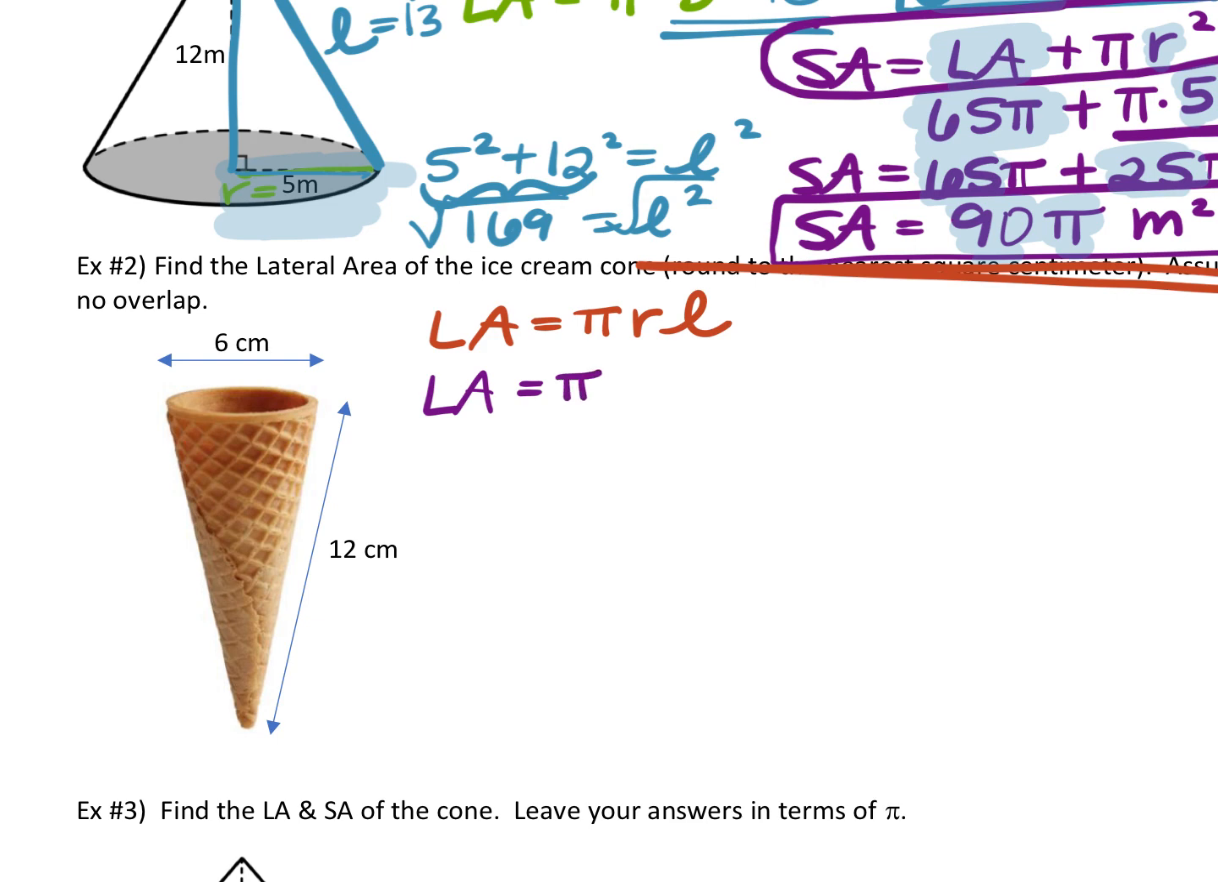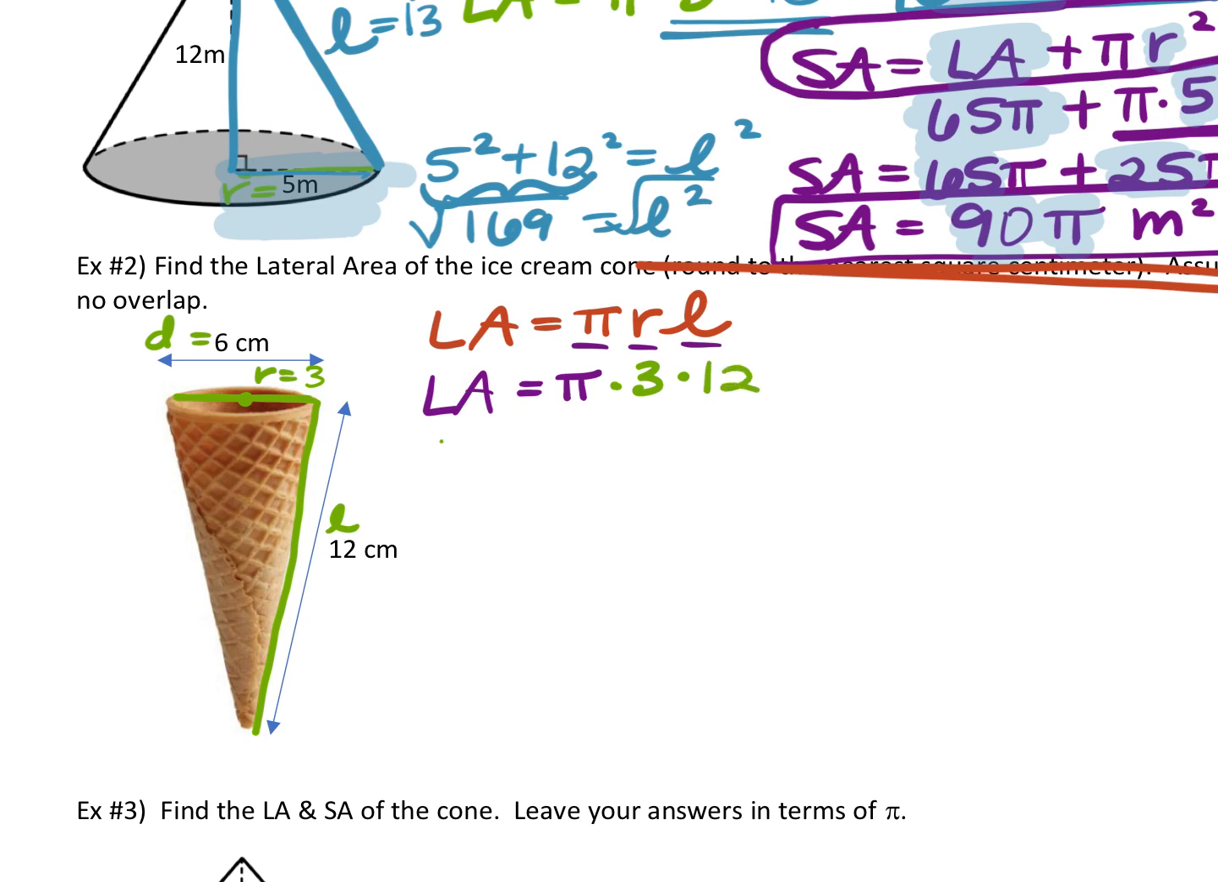Rascal. Okay, so this is pi r l. What does r stand for? Radius. What do you have in this cone? 3. This is a diameter, so your radius is half of that. So your radius is 3. So you're saying pi times r, which is 3. What's l? 12. l is 12. This is your slant height. So pi times 3 times 12.